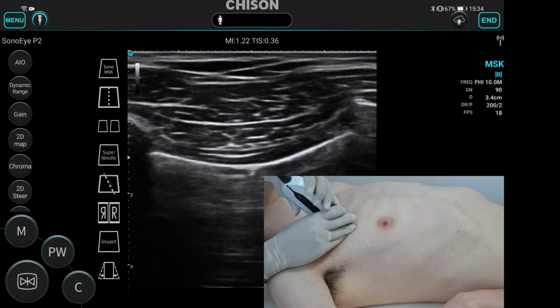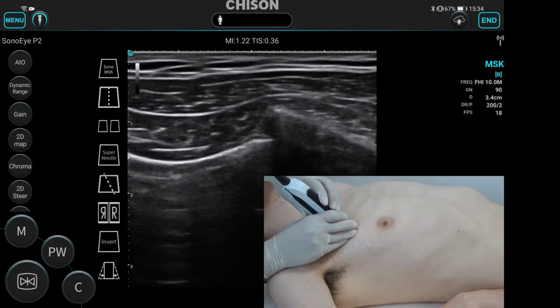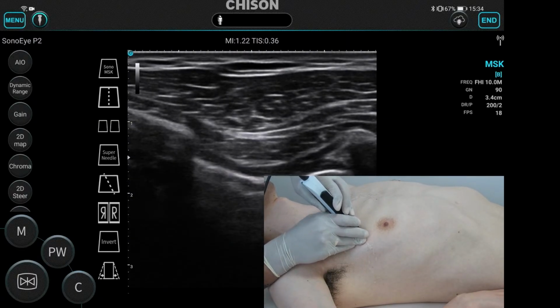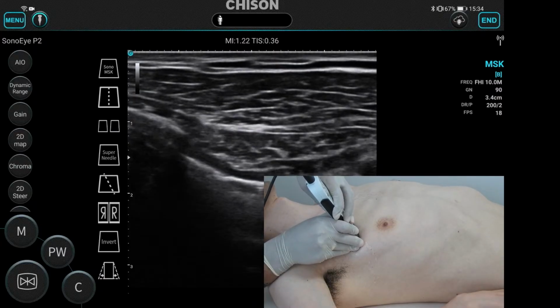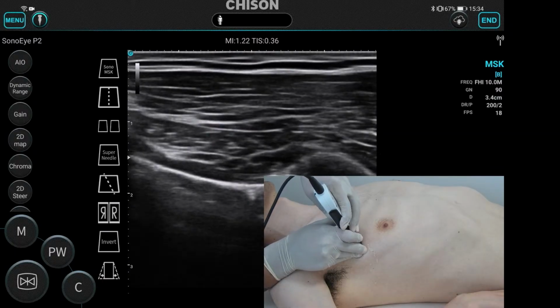We can clearly visualize, but what we are focusing on right now is the pectoralis minor muscle. We reach the third rib. Once we reach the third rib, we tilt our transducer. We can clearly see the differentiation between the PEC major and PEC minor muscle.